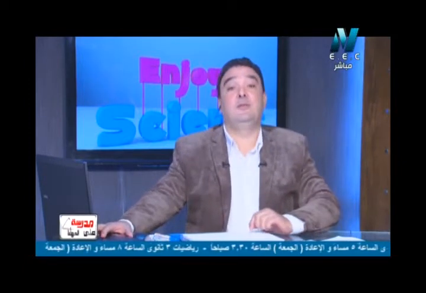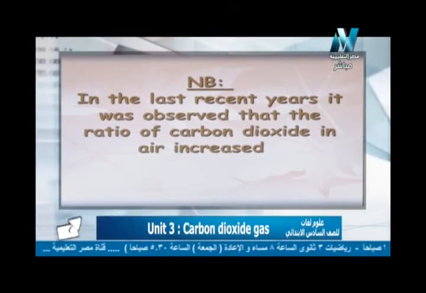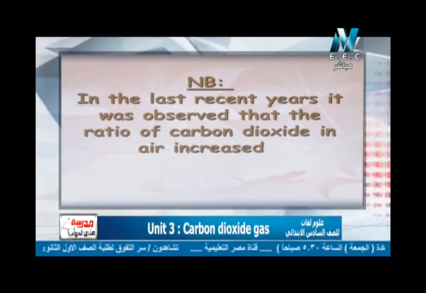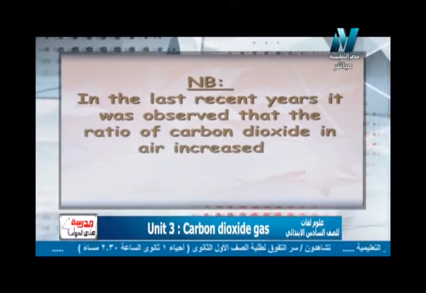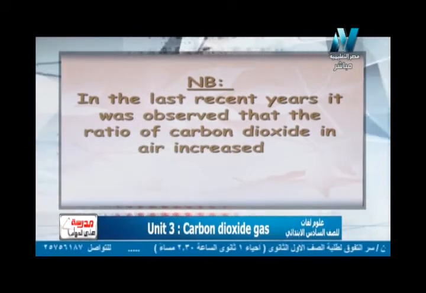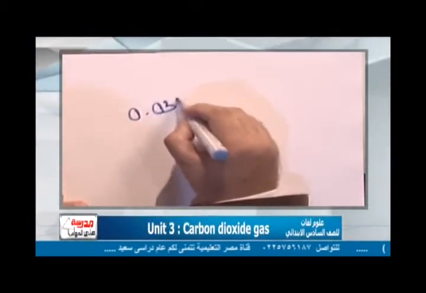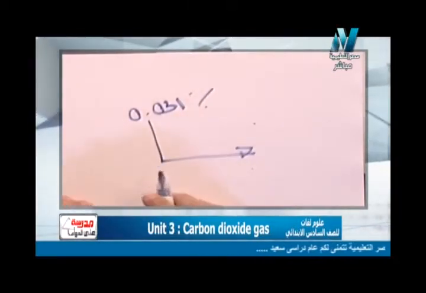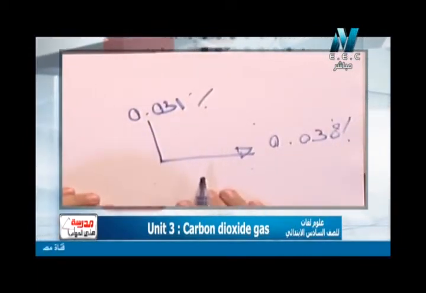So now, نوتا بينا ملاحظة مهمة جدا، لكن ملاحظة للأسف يمكن تزعلنا شوية. In the last recent years, it was observed that the ratio of carbon dioxide gas in air increased. يعني في آخر كام سنة لاحظنا إن النسبة زادت شوية. طب هي كانت كام وبقت كام؟ For your information لمعلوماتنا it was 0.031%. It increased already to what? To 0.038%. So it increased to a great extent.